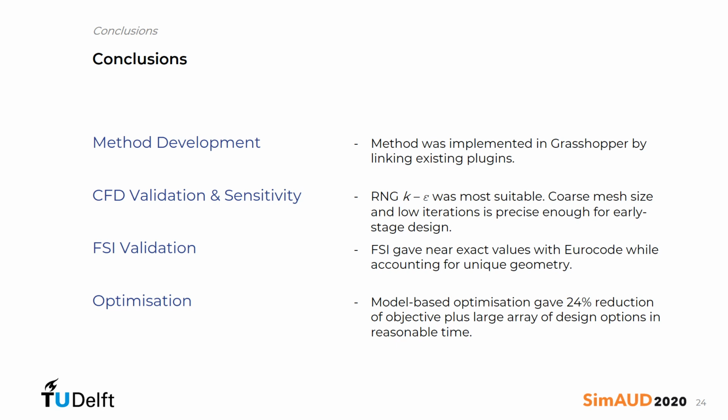The FSI validation showed that the results were comparable with the Eurocode results, while still being able to account for the unique geometry of each building model. And the optimization portion with the surrogate model-based algorithm gave a 24% reduction in the objective, plus gave a large array of design options to choose from.